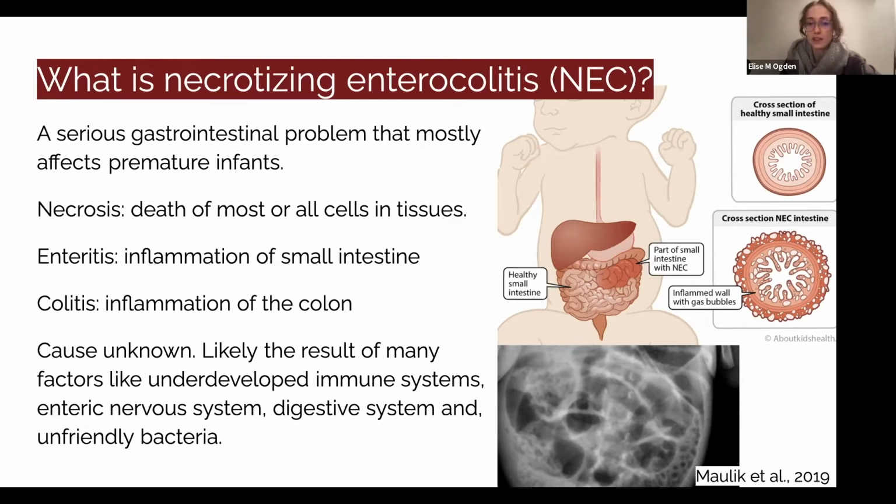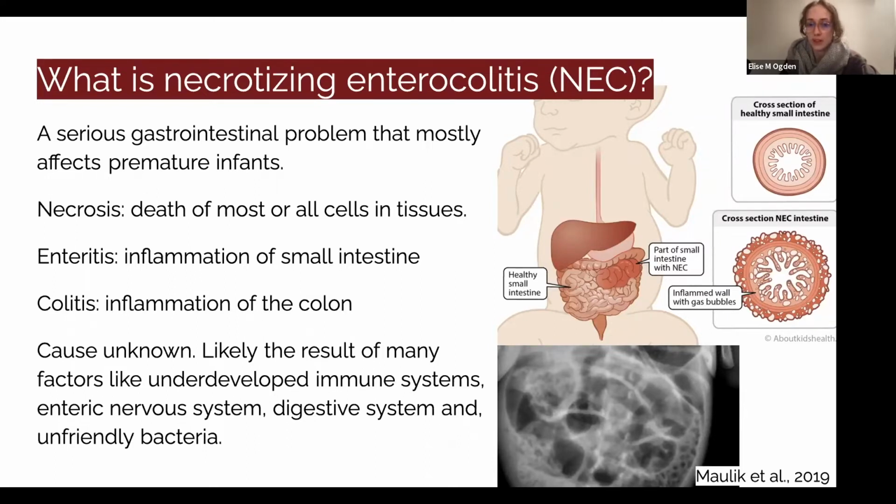Necrosis is cell death in a tissue due to lack of blood and oxygen because of disease or injury. Enteritis and colitis describe inflammation of the small intestine and colon, respectively. Inflammation of the wall of the intestine leads to reduced blood flow and oxygen delivery, contributing to necrosis.